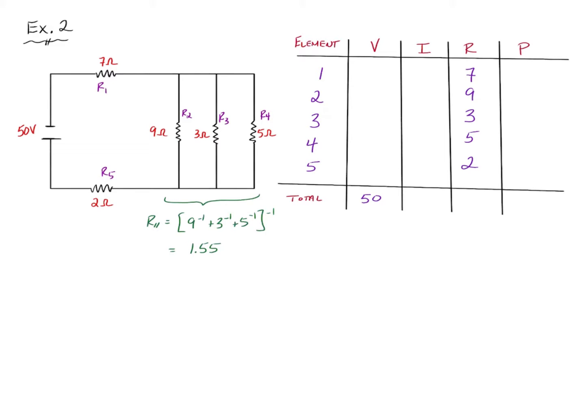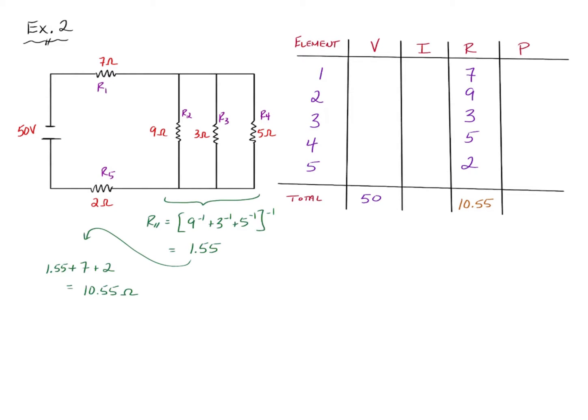And if I combine those using the inverse equation, I will find that the total resistance of those three is 1.55. Well, the 1.55 is the resistance of that parallel section, and that entire section is in series with the 7 and the 2. So I go ahead and add the 7 and the 2 to that, and I get a total resistance for the entire circuit of 10.55.